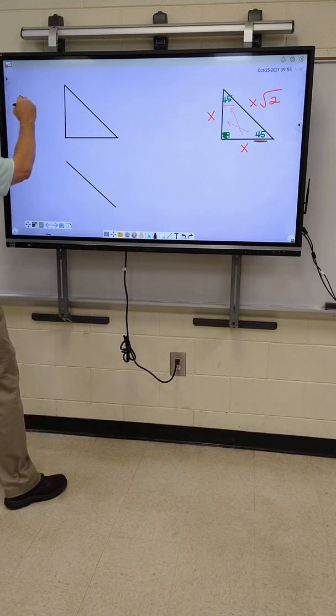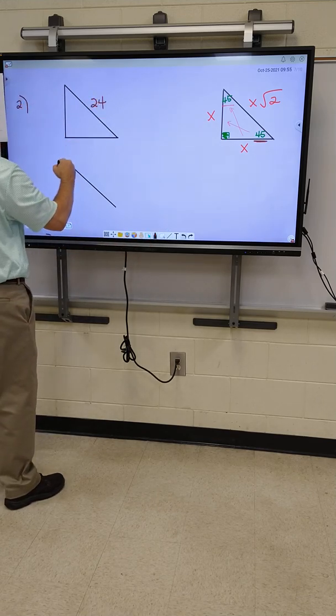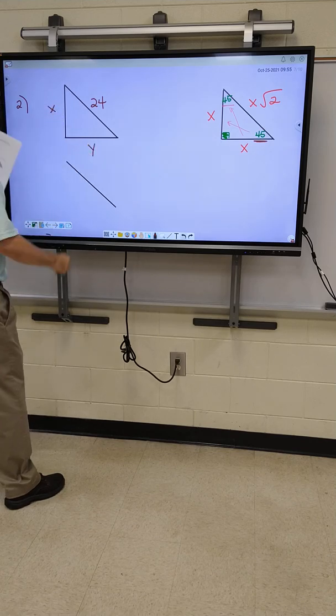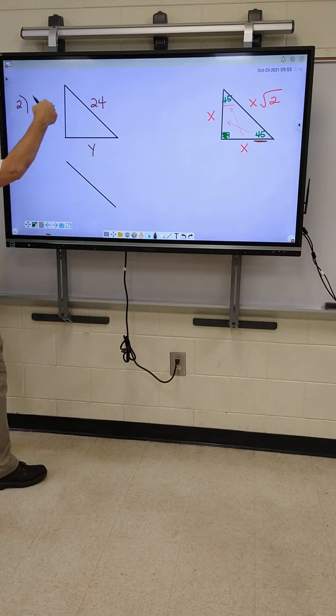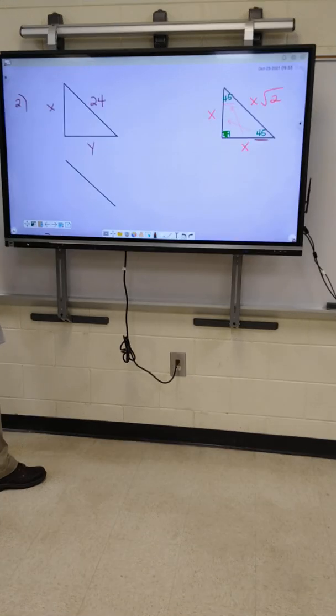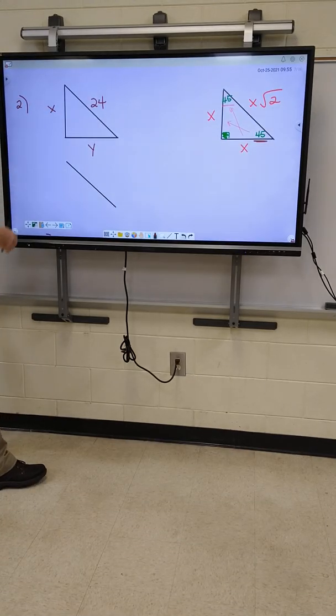All right, number 2 has 24. This side is x, this side is y. Okay, what do I know about the answer on the side that's x and y? They're going to be the same. It's going to be equal. We find one of them, we got the other one.